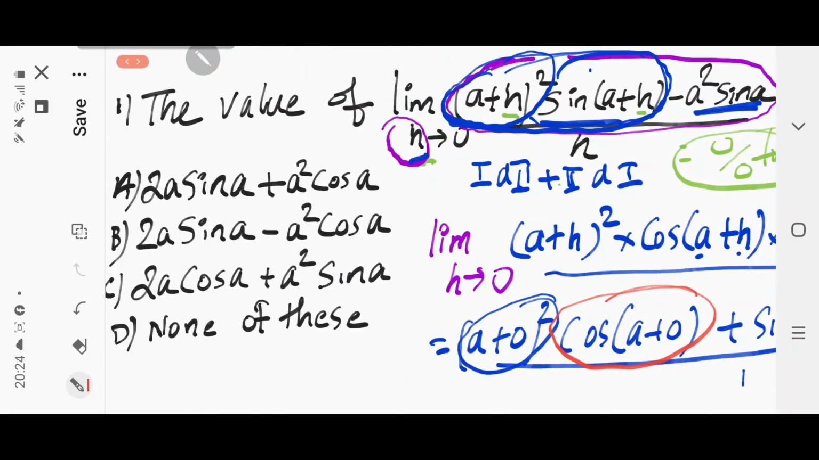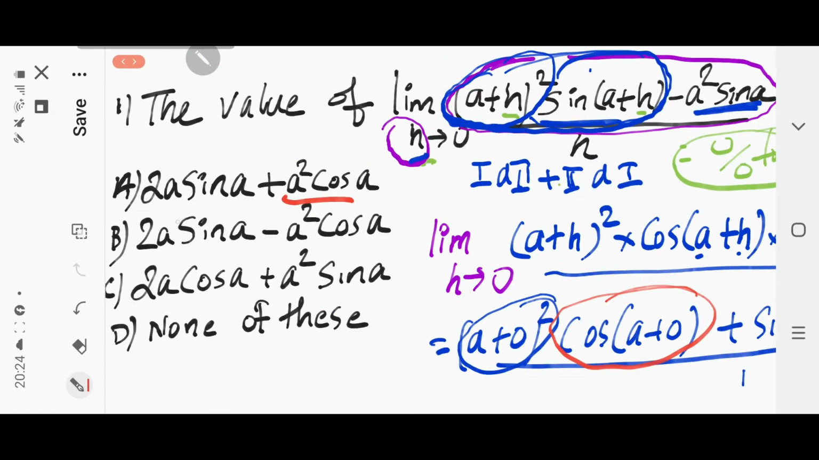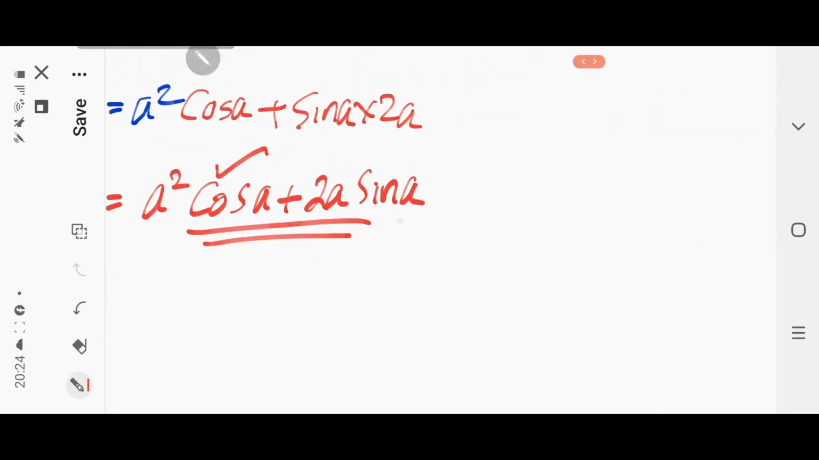Going to the options here. Is there an option here? See? A square cos a. Yeah, a square cos a is there, right? Then what is that? 2a sine a. 2a sine a is there.